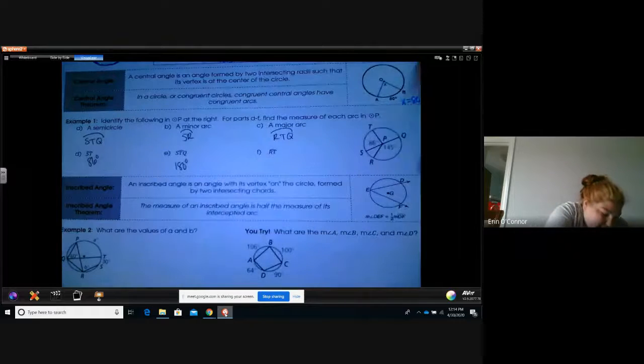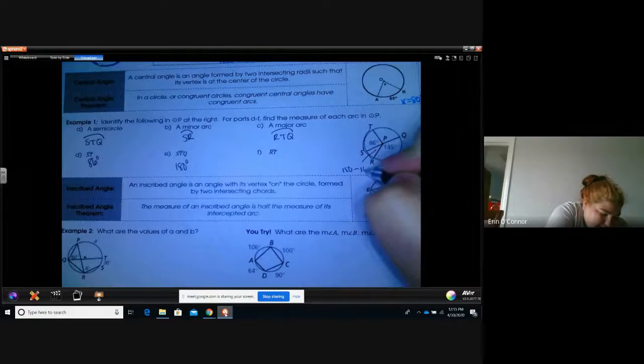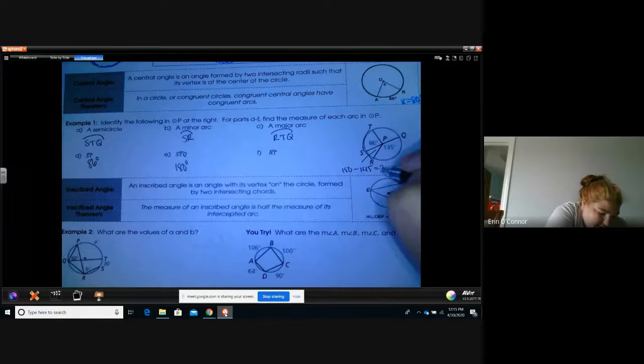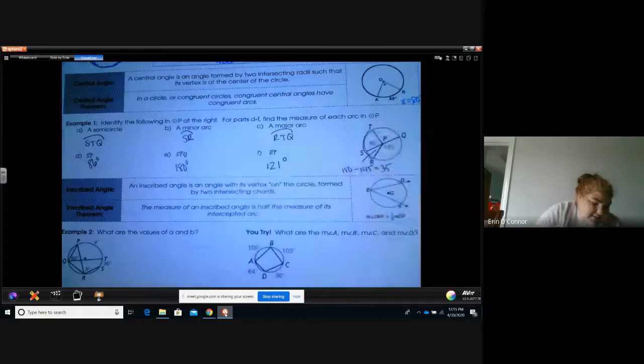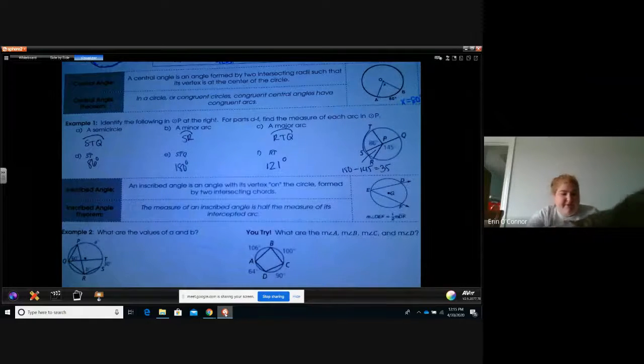And then RT. RT is from here to here. Now, I need to find this little piece. Well, this half is 180. And this portion of that half is 145. That means this section right here is 180 minus 145, which gives us 35. So I have 35 here, 86 here. If we add those together, we get 121 degrees. That's what you do. But I wanted to come say hi.